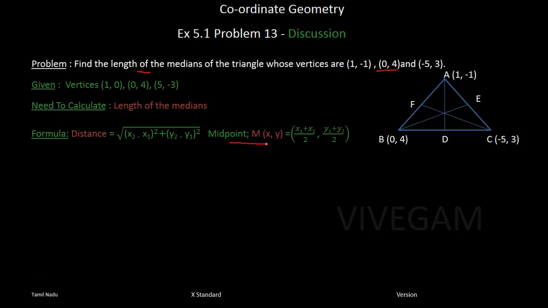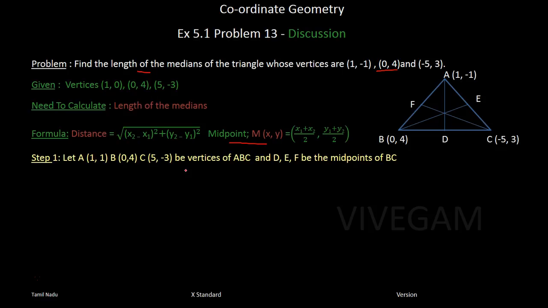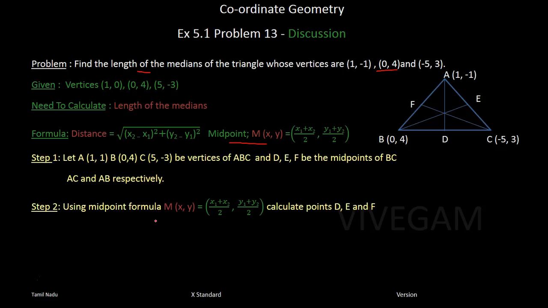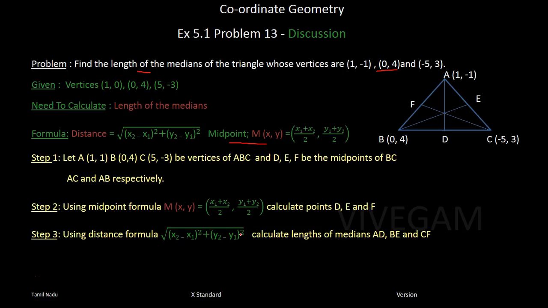Right. Now, what are the steps? So let the vertices be A, B, C, and D, E, F be the midpoints of BC, AC and AB respectively. Using the midpoint formula, M(x, y) equal to (x1 plus x2) by 2, (y1 plus y2) by 2, find the points D, E, F. Using these two, find the point D. Using these two, find the point E. Using these two, find the point F. Now we have the coordinates of D, E, F. Using the distance formula, calculate the lengths of medians AD, BE and CF.